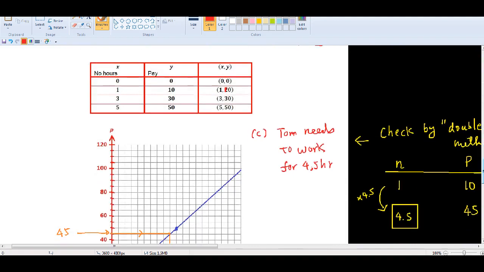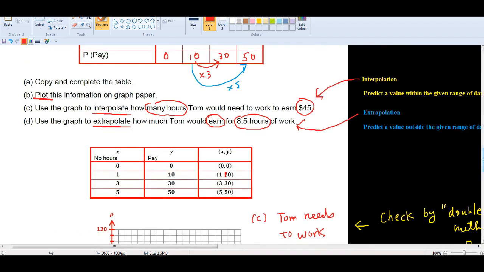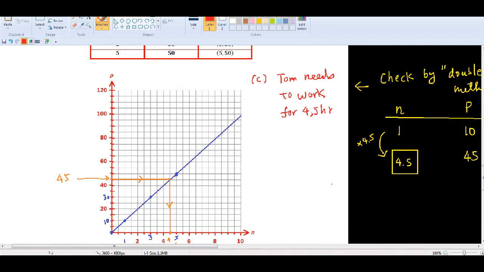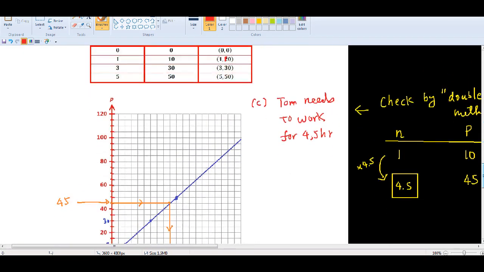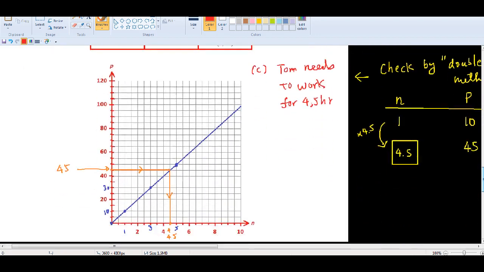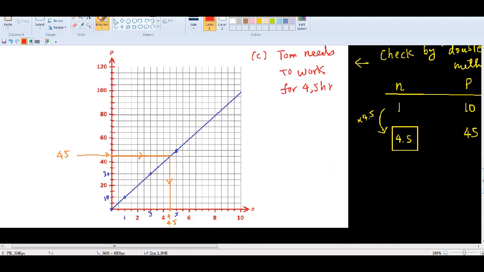Okay, so could we do that extrapolation using the graph? Of course we can, as long as you have a long enough graph. Let's find 8.5. We know that's 8, and in the middle it should be 9, so 8.5 should be here. Let's use another color, green. This time we start from the x-axis. You go all the way up until you hit that graph, and you go all the way to the left hand side.